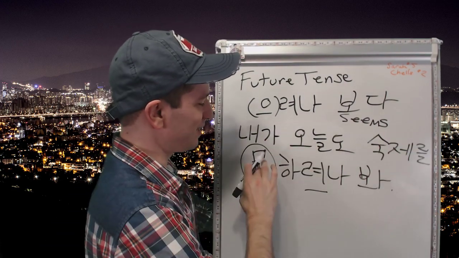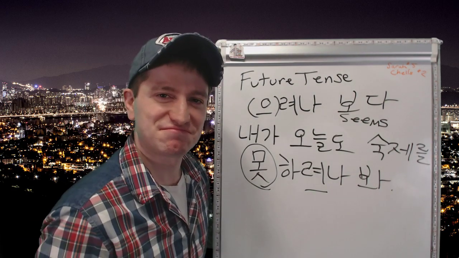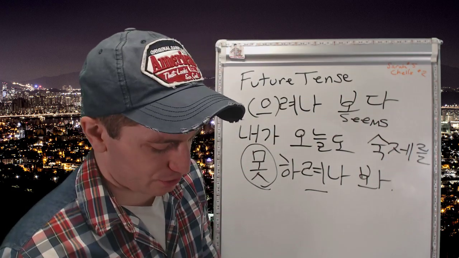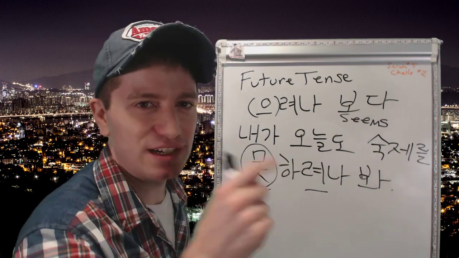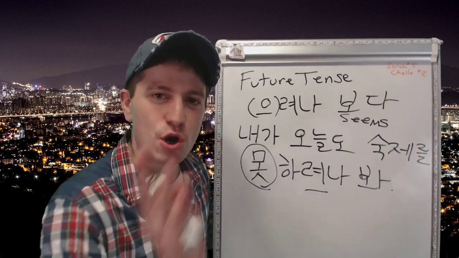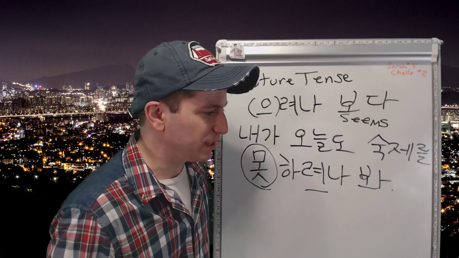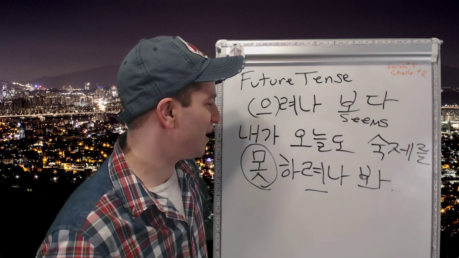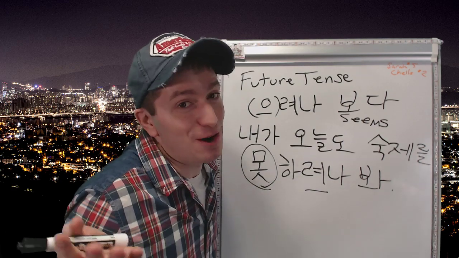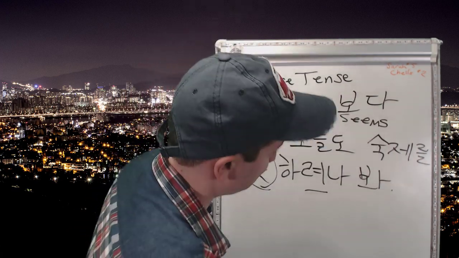Okay. 내가 오늘도 숙제를 못 하려나 봐. So I guess I'm not going to be able to do the homework again today. Kind of like that. So maybe you didn't do your homework for the past 10 days because you're just binging a show on Netflix. But then the show's over. So you're like, oh, now I have time to do my homework. But then they announce Lucifer season 5 coming out. And you're like, it just released today. 내가 오늘도 숙제를 못 하려나 봐. I guess I'm not going to be able to do my homework again today. It's not my fault. I just can't do it. So this is for future tense.